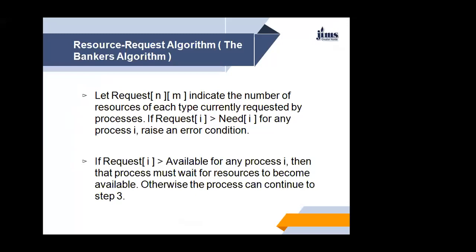If the request is less than or equal to need, then we go to step 2, otherwise raise an error. Or you can say, let Request i indicate the number of resources of each type currently requested by process i. If Request i is greater than Need i, for any process i, raise an error condition. If Request i is less than or equal to Need i, then we can proceed.